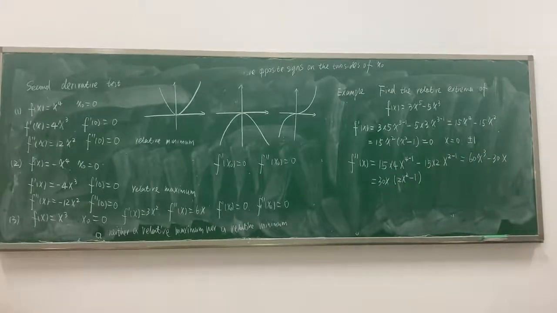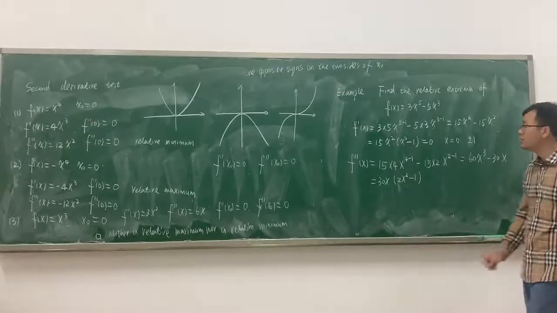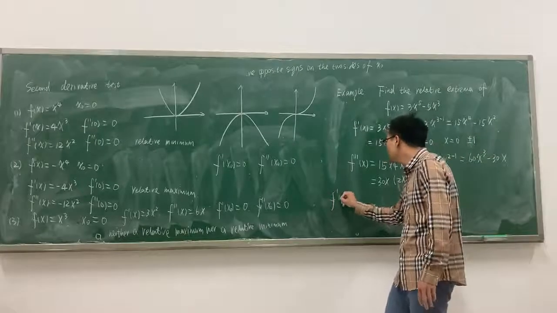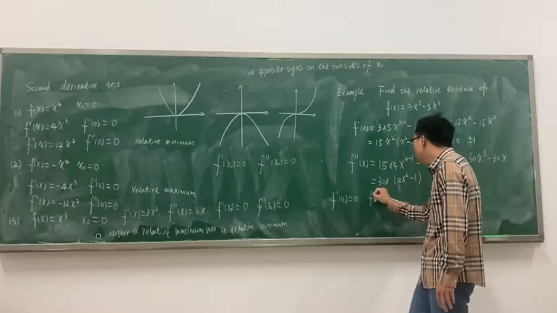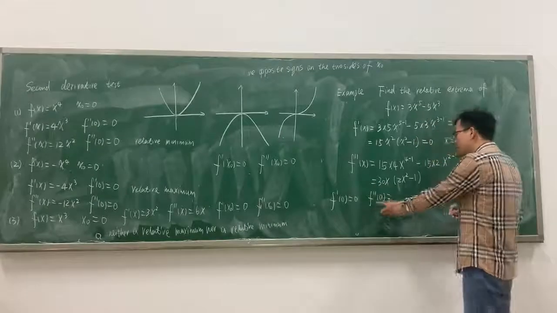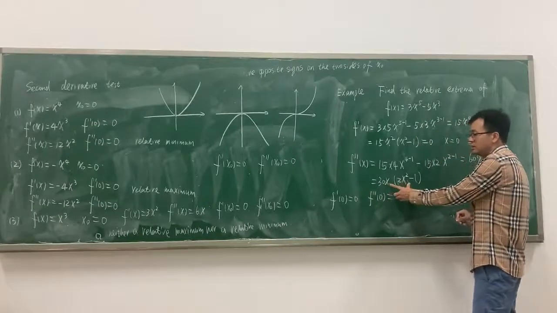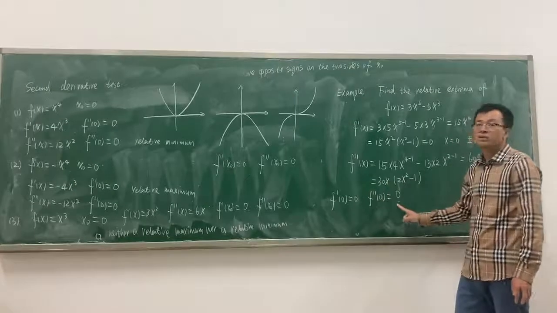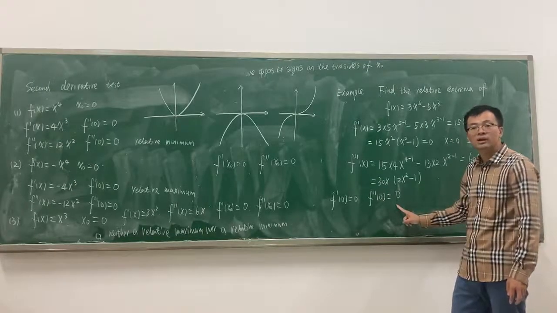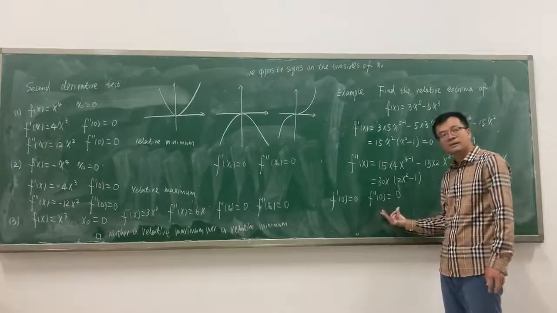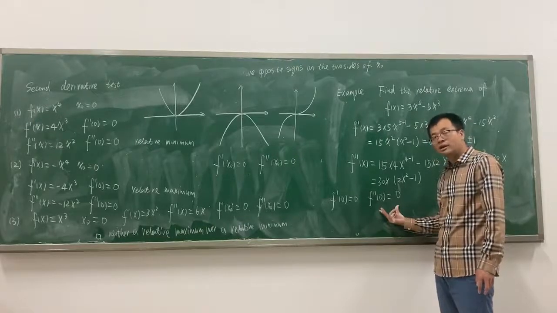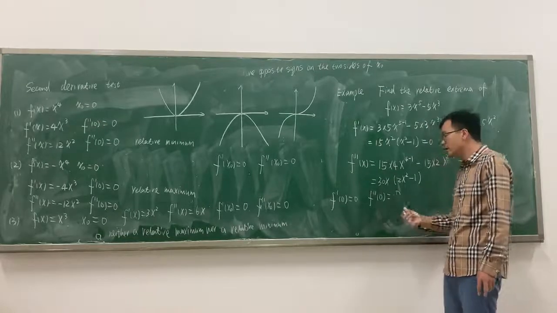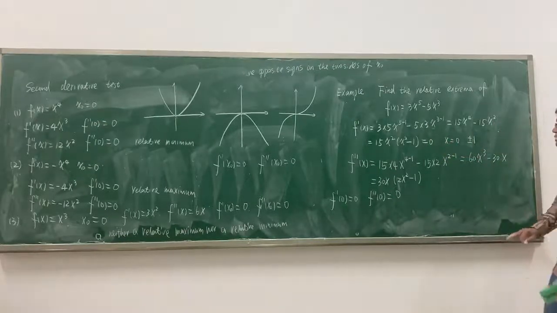So now we can see here f double prime at 0 equal to 0. It's also 0. So here we do not have a conclusion. So the second derivative test does not help here. So we need to use the first derivative at this point.